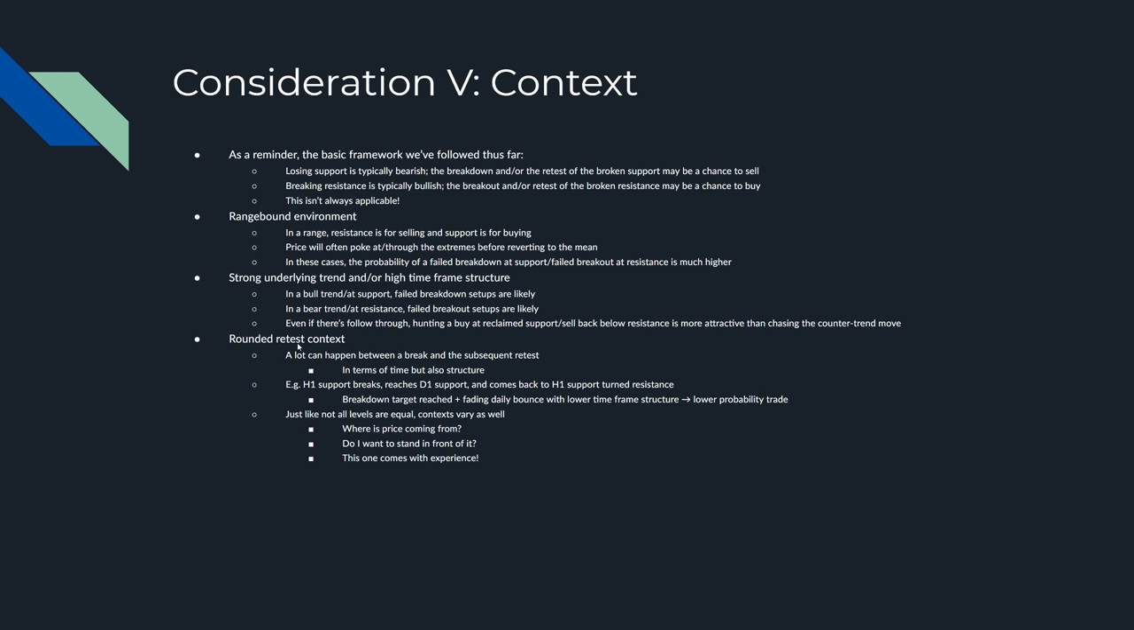And then the final bit, around retest context, is that a lot can happen between a break and the subsequent retest of the level, right? Price action moves, the market moves, news moves, etc. And that applies in terms of time and structure. A classic example is a break of hourly support, which reaches daily support, and then comes back to the hourly support turned resistance. Do you want to sell that? A lot of the time, the answer is no. Why? Because the breakout target was reached, and you're essentially fading a daily bounce with a lower time frame structure. So the probability of the trade is lower altogether.